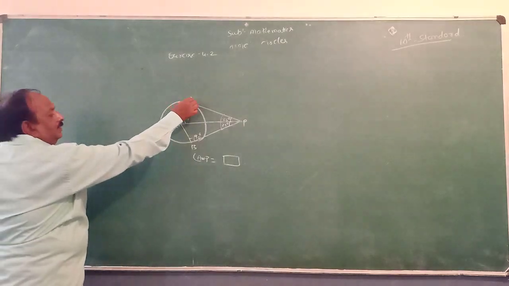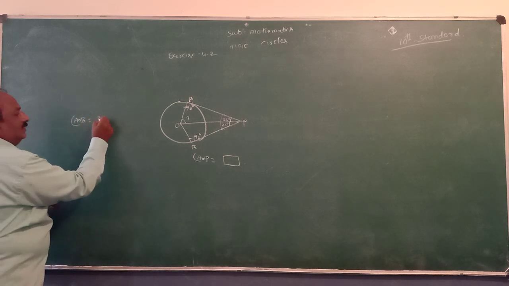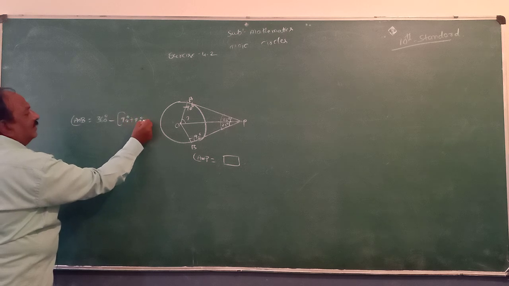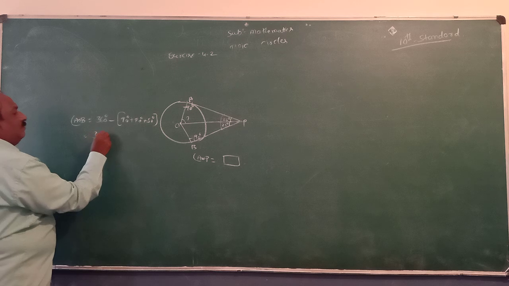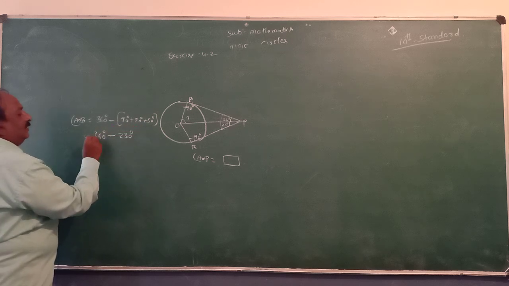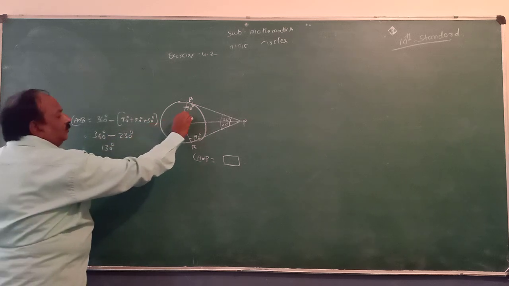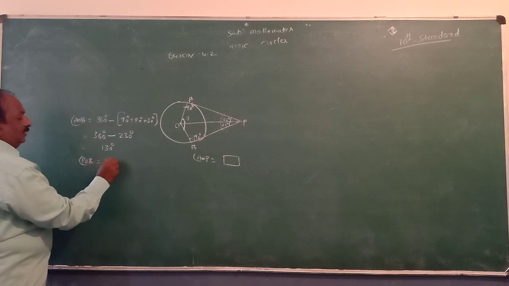So what do you want? AOB. Angle AOB is equal to 360 minus (90 plus 90 plus 25 plus 25, that is 50). 360 minus 230. 360 minus 230 is equal to 130. What is the total angle? POB is equal to 130.